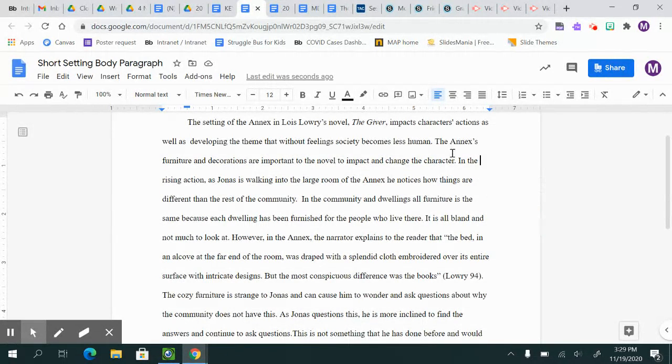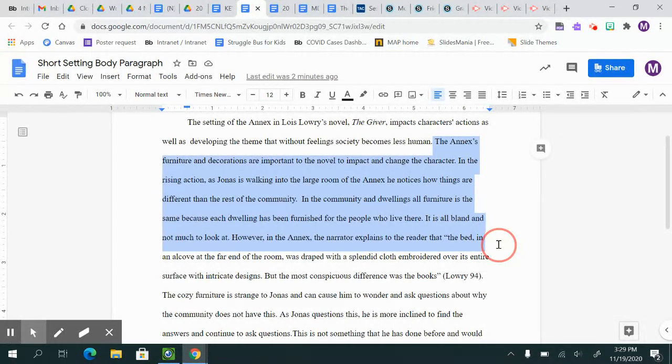So now we start with our I, okay? The annex's furniture and decorations are important to the novel to impact the change in a character. In the rising action, as Jonas is walking into a large room of the annex, he notices how things are different from the rest of the community. In the community, the dwellings are all furnished the same because each dwelling has been furnished for the people who live there. It is bland and not much to look at.